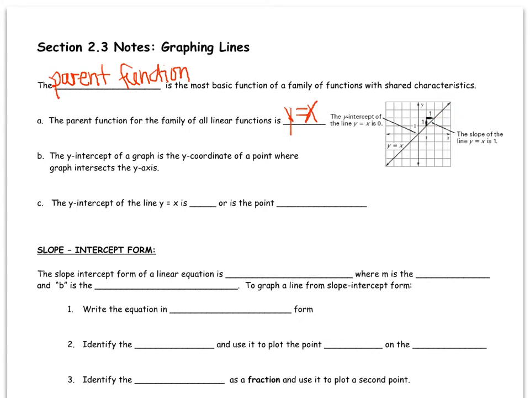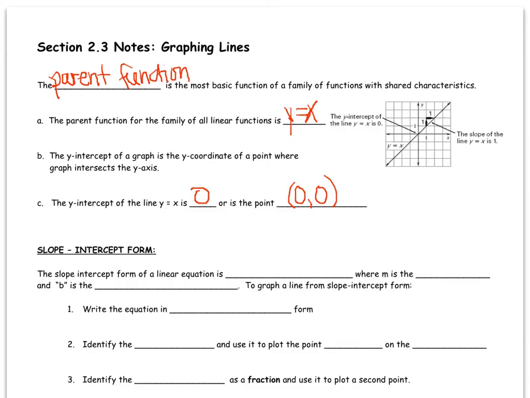So like I said, the y-intercept of a graph is the y-coordinate of a point where a graph intersects the y-axis. So you know what a y-intercept is at this point. The y-intercept of the line y equals x is 0, or it is the point 0, 0.